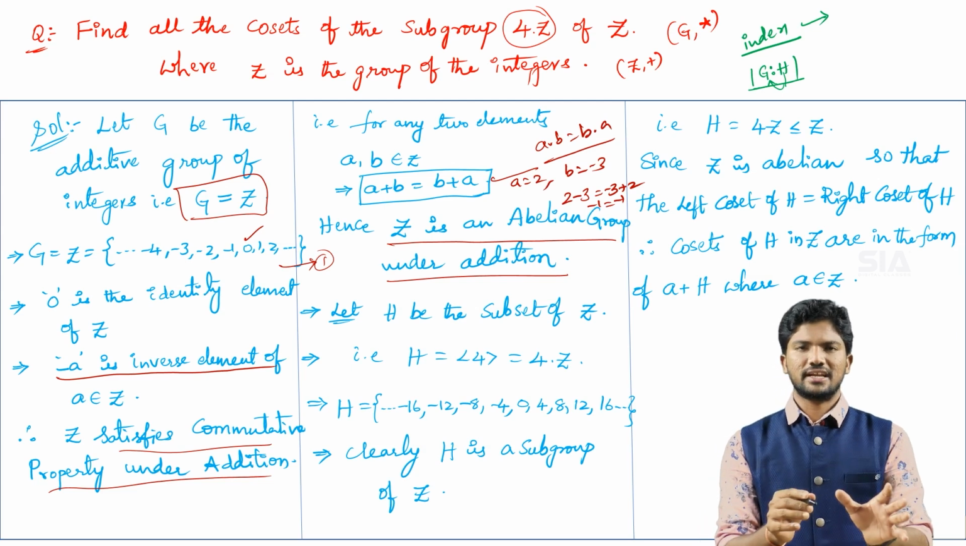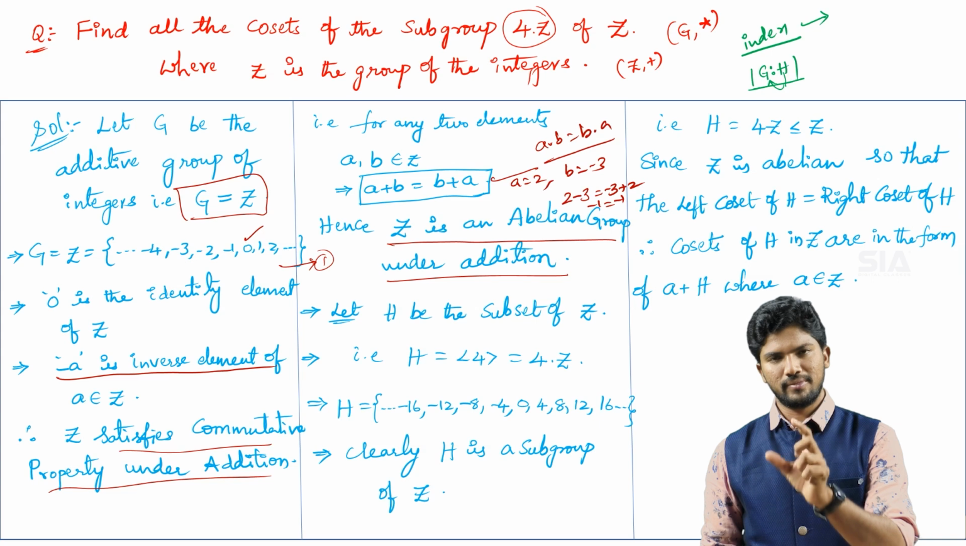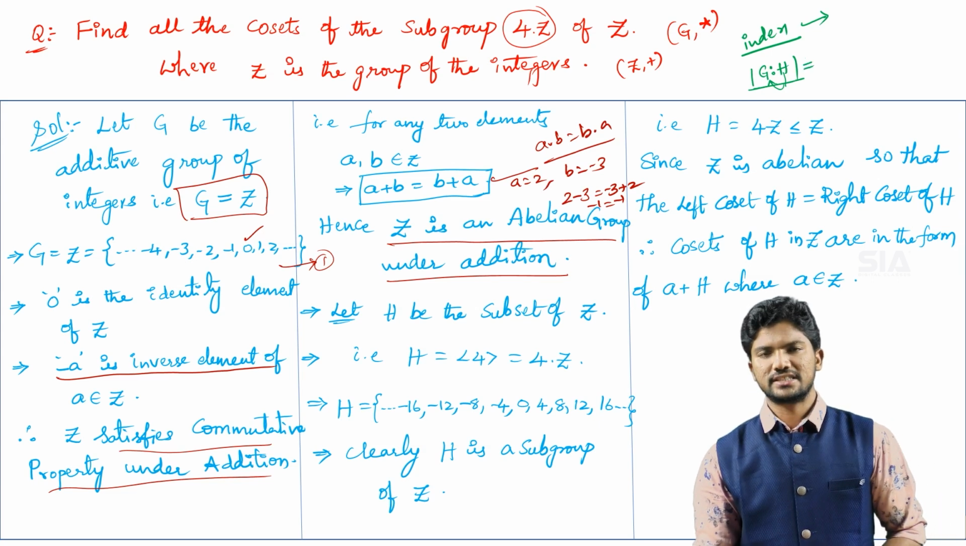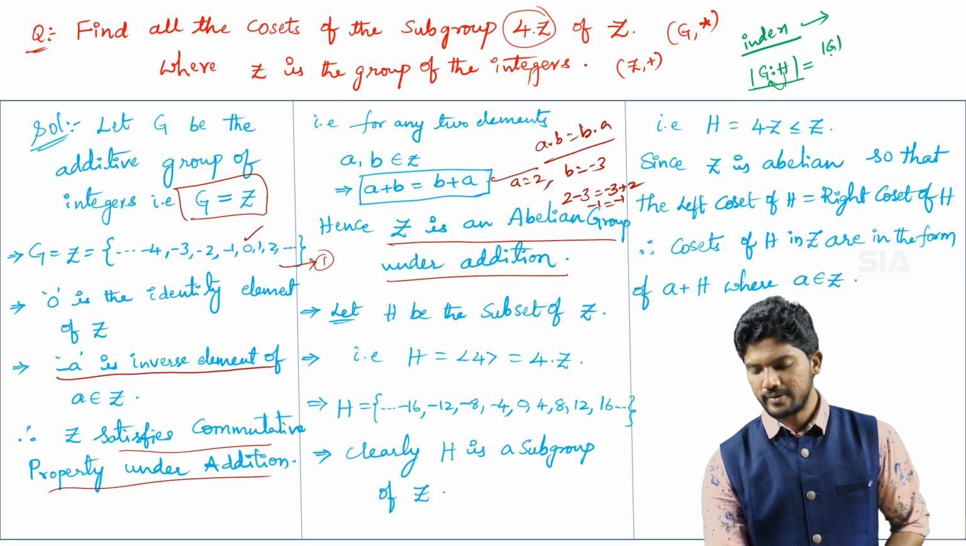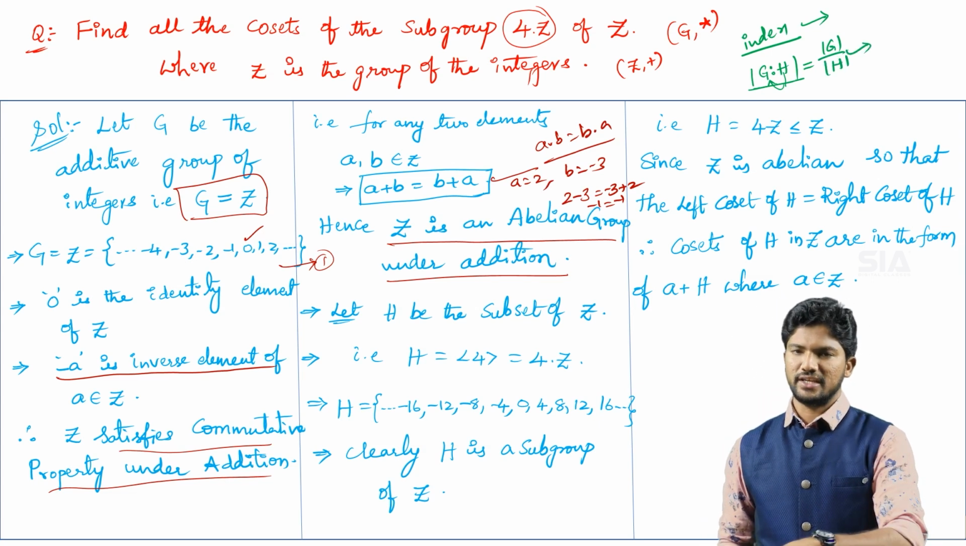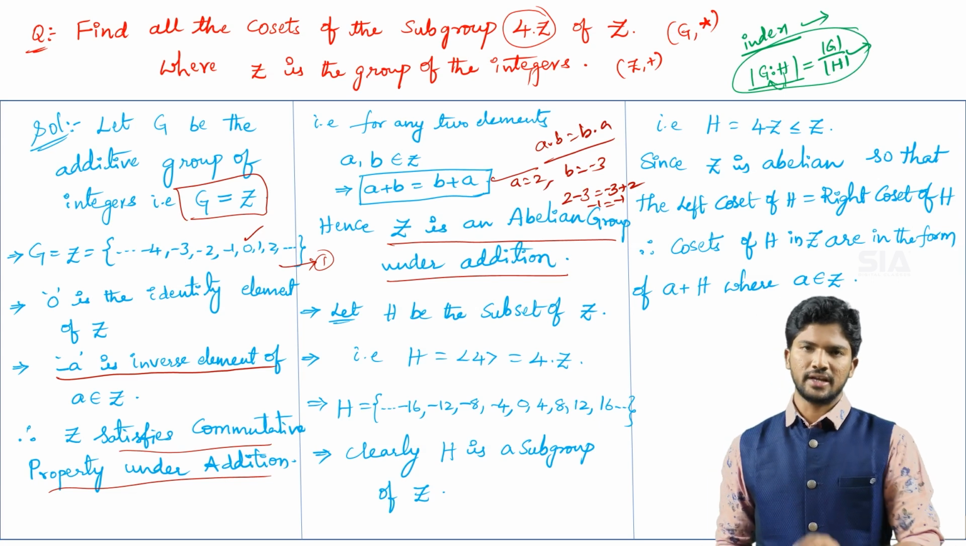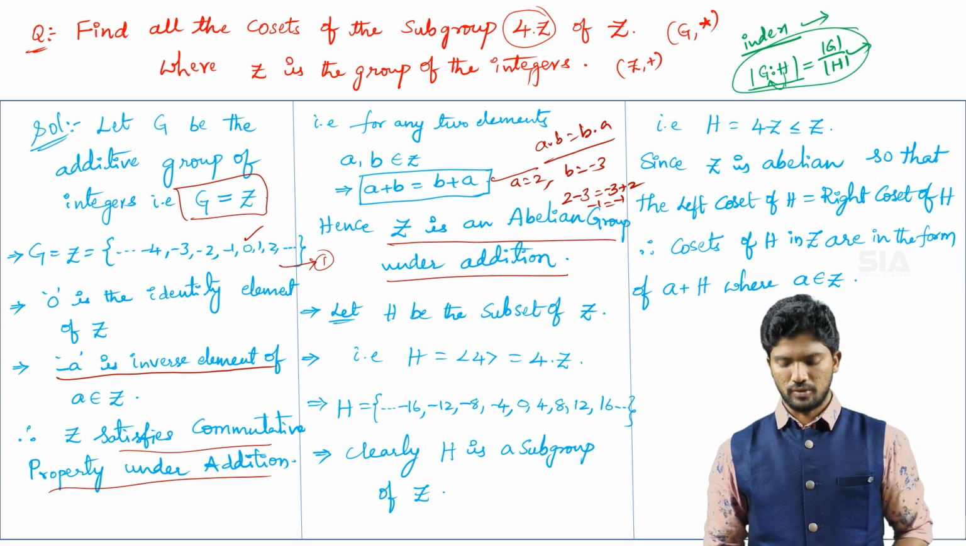In the previous lecture we discussed Lagrange's theorem. The same theorem can also be asked in this format: order of G divided by order of H equals order of G by order of H, which is another form of Lagrange's theorem. They can ask the question in this format also, and the same questions will have the same proof.